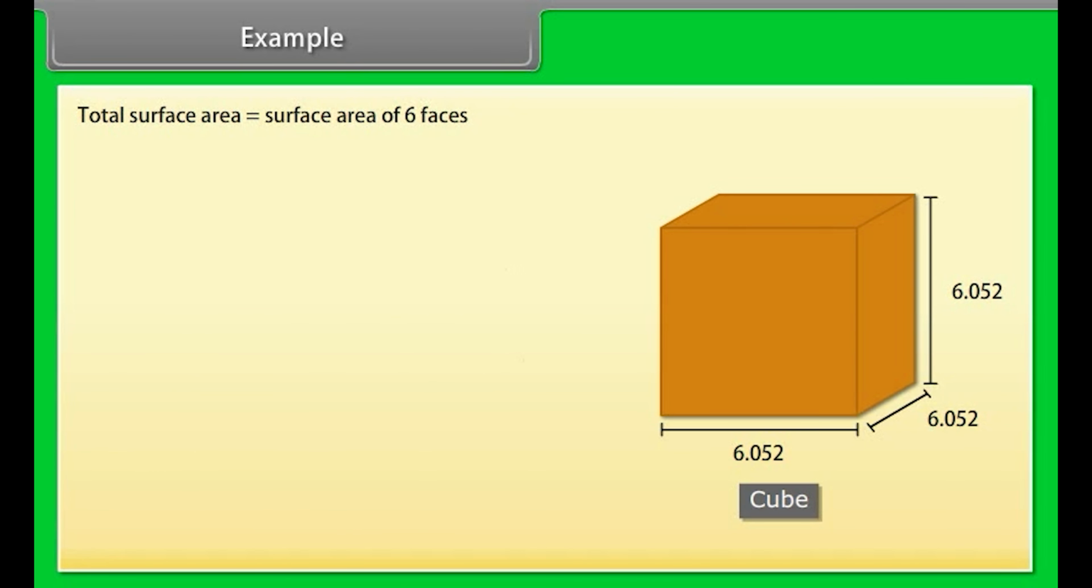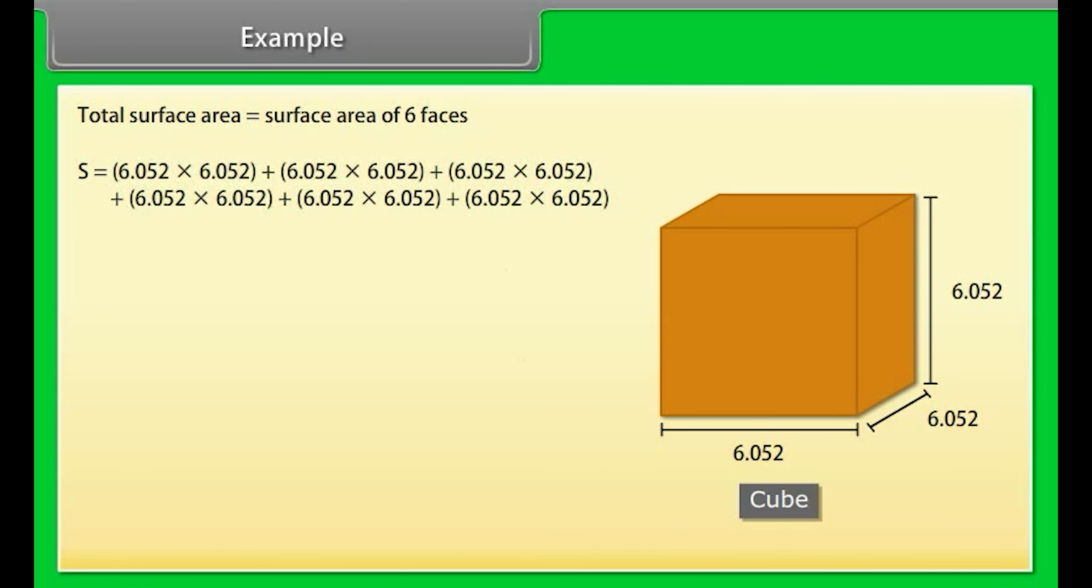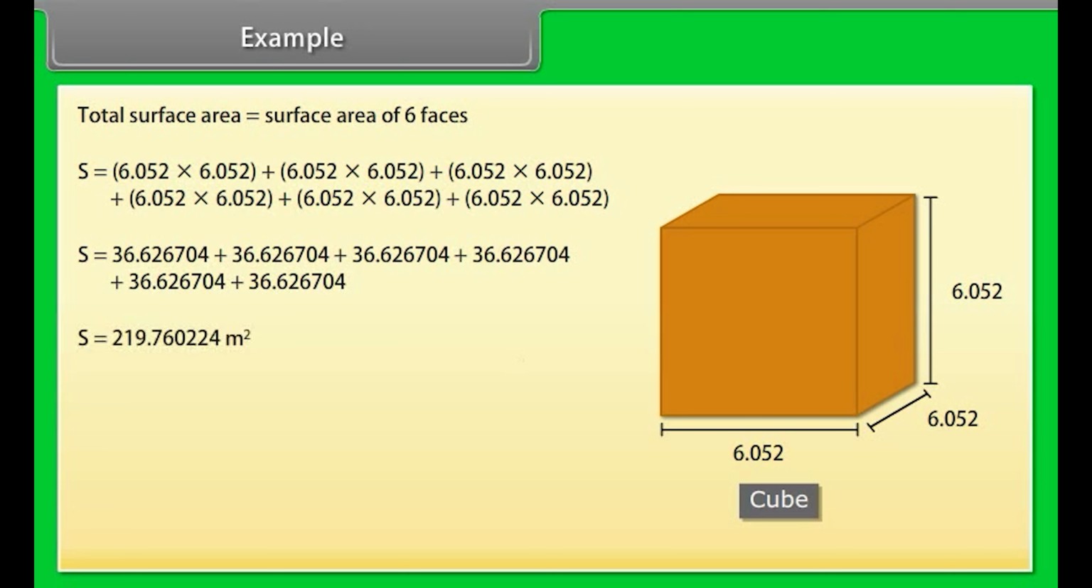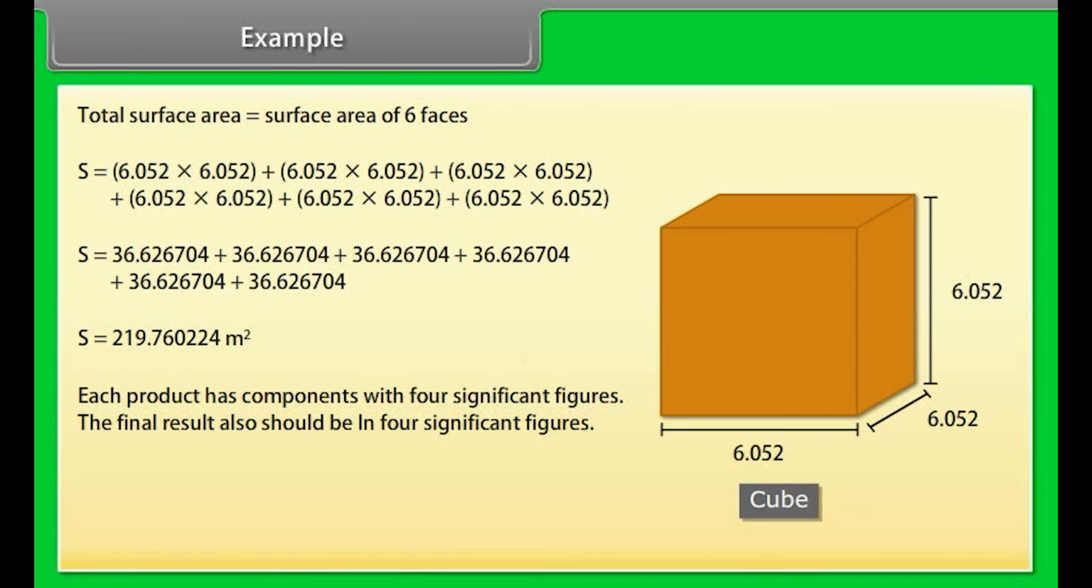Total surface area is equal to surface area of 6 faces. After calculation, we get S is equal to 219.76 meter square. Each product has components with 4 significant figures. The final result also should be in 4 significant figures. Thus, S is equal to 219.8 meters square.